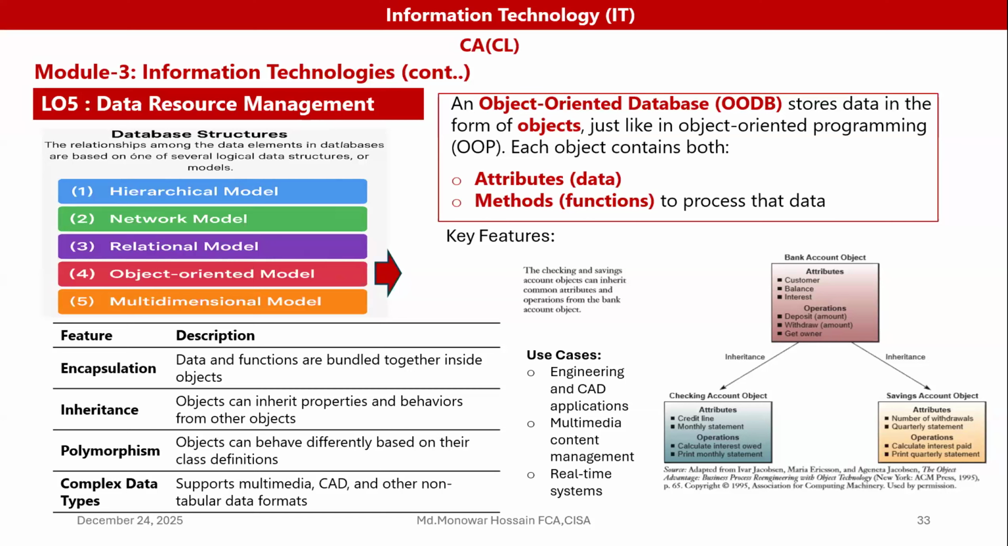We can see here the features of object-oriented models. Data and functions are bundled together inside the object. An object can inherit properties and behavior from another object. An object can behave differently according to its class definition and supports multimedia, CAD, and other non-tabular data formats. That means complex types of data are used here.